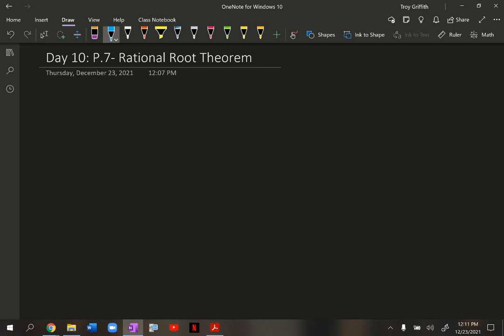Okay, so let's define this. What is the rational root theorem? The rational root theorem tells us all possible, but not necessarily actual, rational roots.